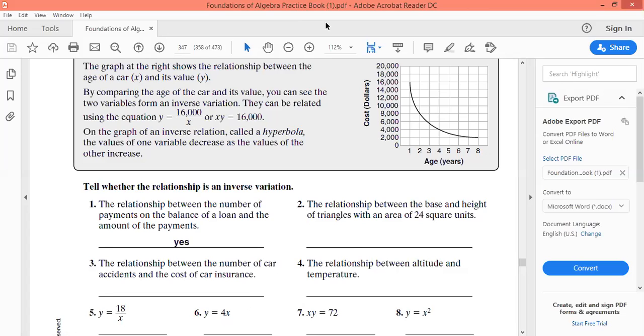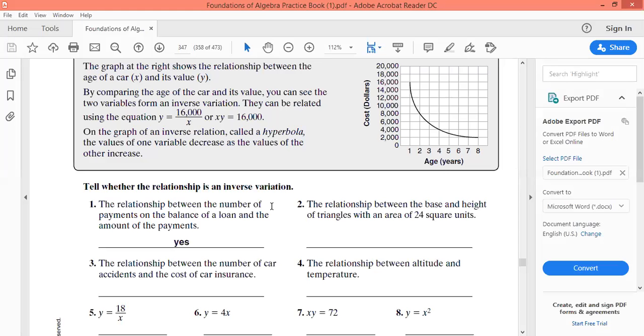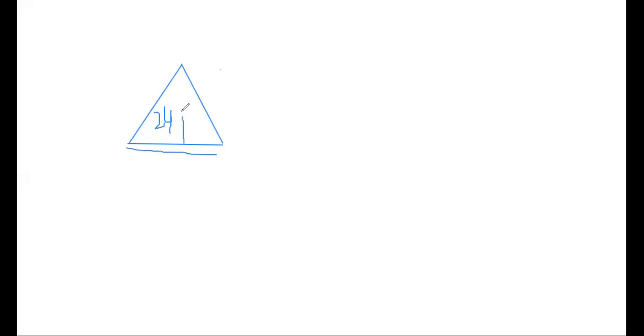If you have a triangle, let me share it again with you. I'm drawing any triangle, and its area is fixed. Area is 24 square feet. We are not going to change its area; we will keep the area 24 square feet the same. In the question, what is written there? The relationship between the base and height of triangles with an area of 24 square units. Just check it. This is its base, and its height.